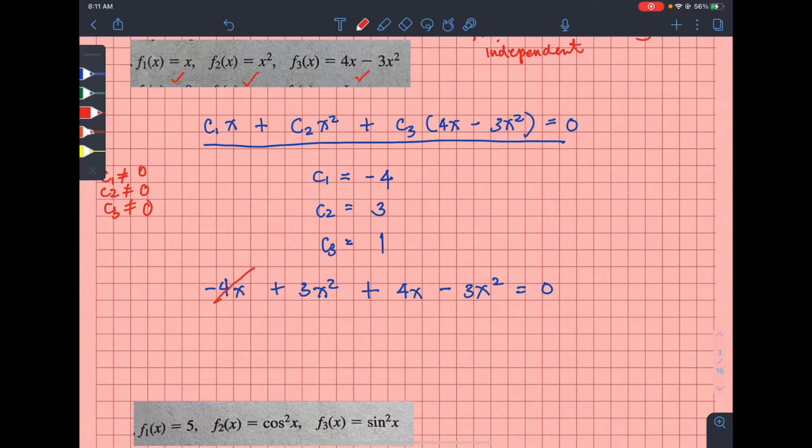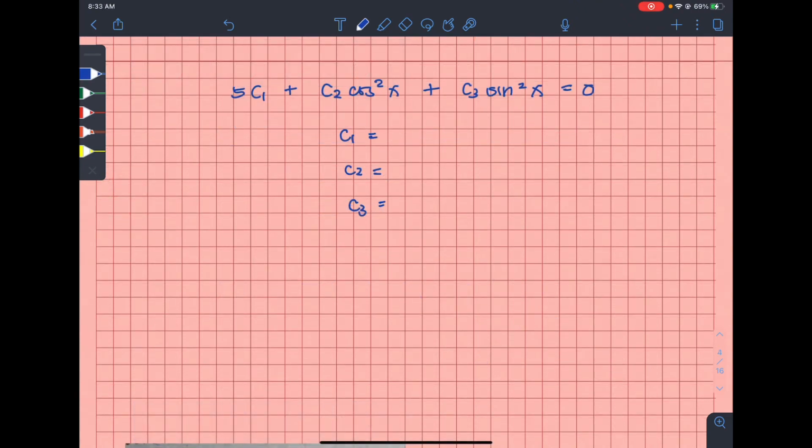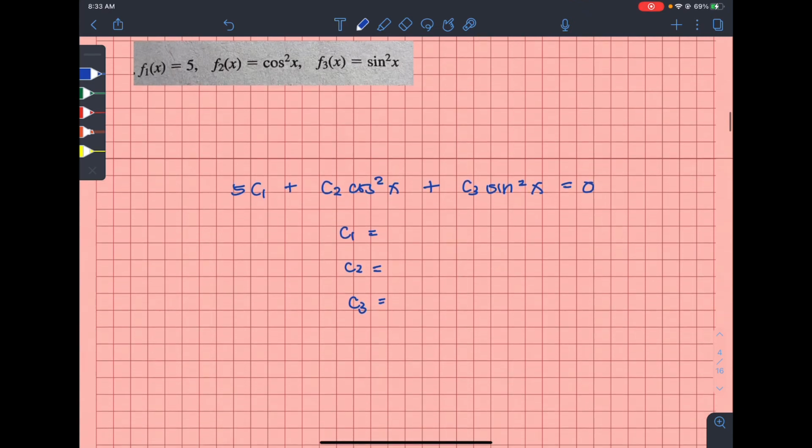So you can see negative 4x plus 4x is 0. 3x squared minus 3x squared is 0. So therefore, 0 is equal to 0. So since this is 0 equals 0, that would make it linearly dependent. Okay, so let's have our second example.